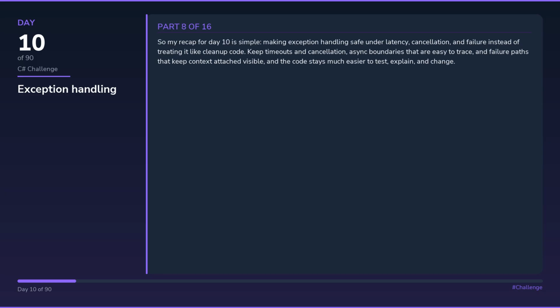So my recap for day 10 is simple: making exception handling safe under latency, cancellation, and failure instead of treating it like cleanup code. Keep timeouts and cancellation, async boundaries that are easy to trace, and failure paths that keep context attached visible, and the code stays much easier to test, explain, and change.